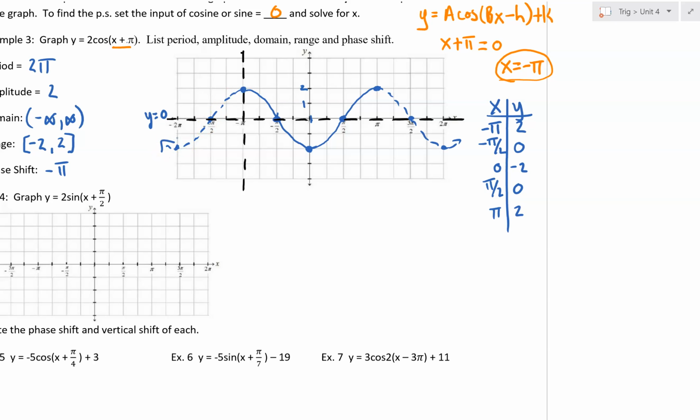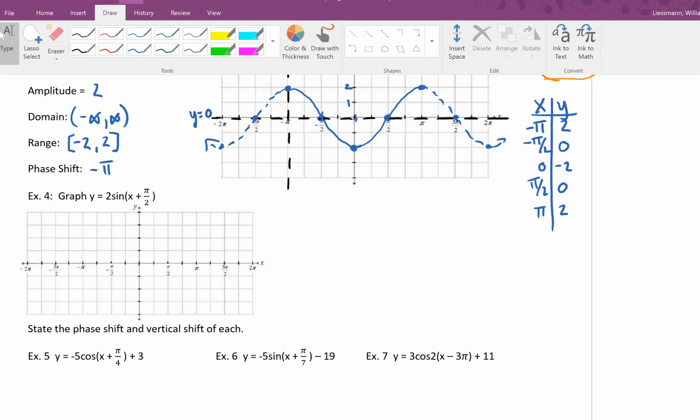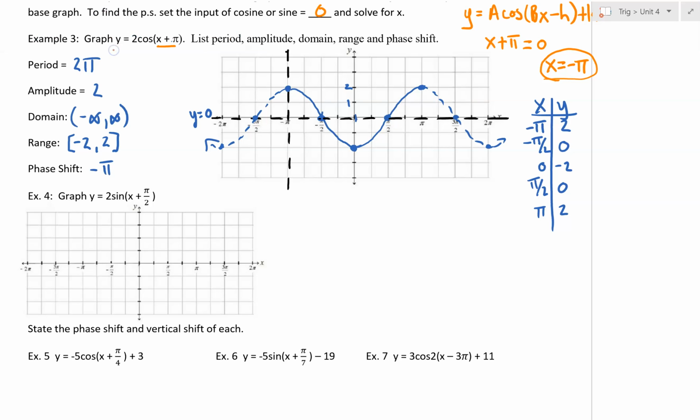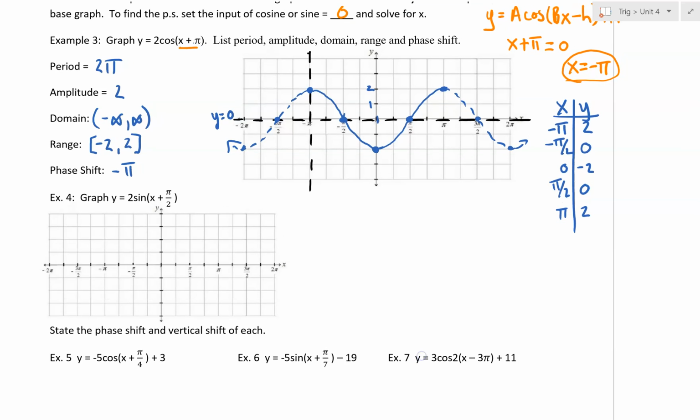And that is our graph completed. Hopefully you guys see how that works and see what we're doing here. It's still going to be the same process. In this next one, they want us to graph 2 sine of x plus pi over 2. Doesn't ask us to list all that stuff, so we're just going to figure out where we are here.